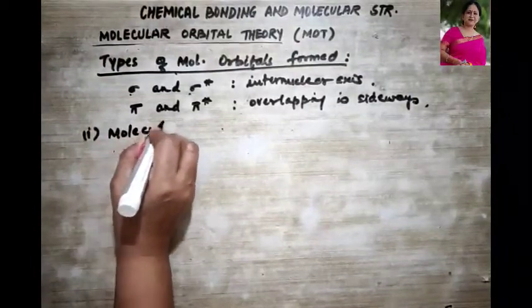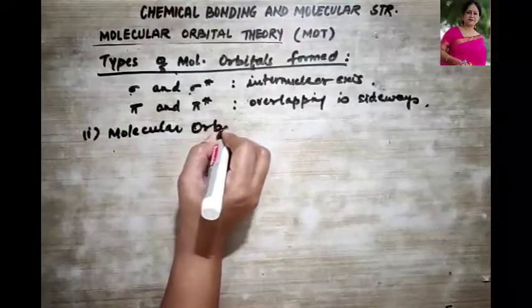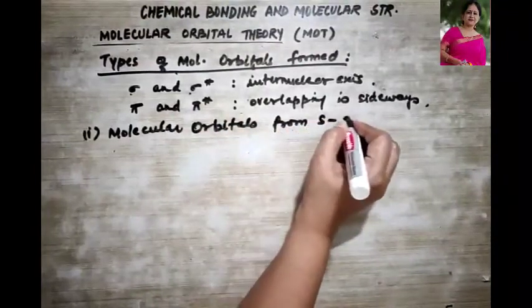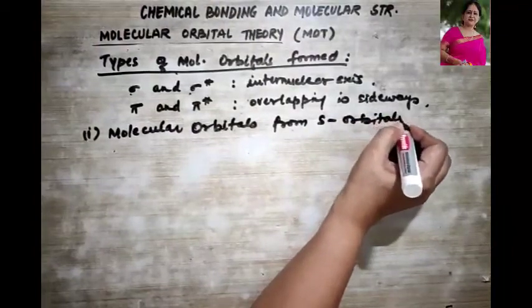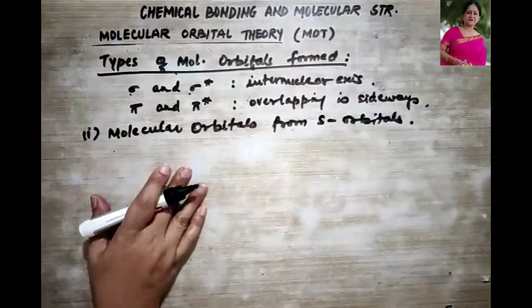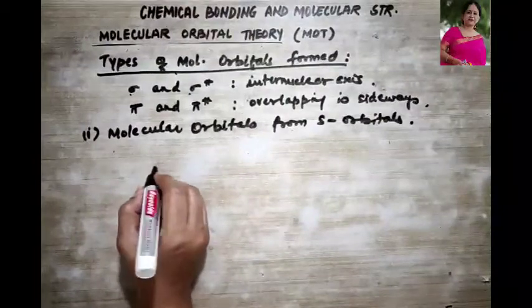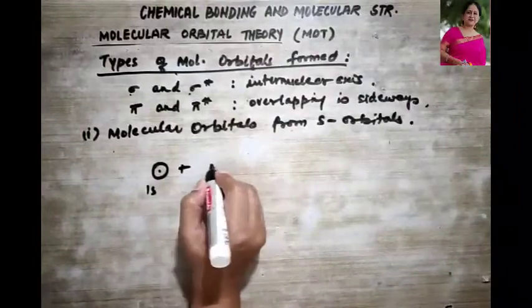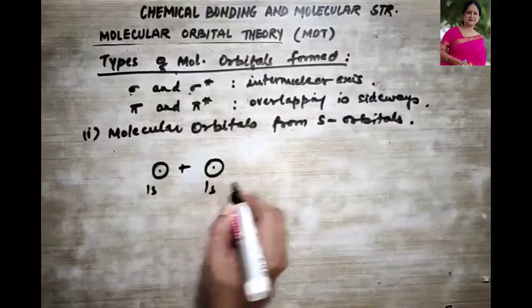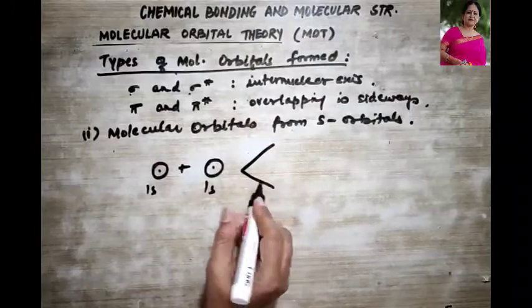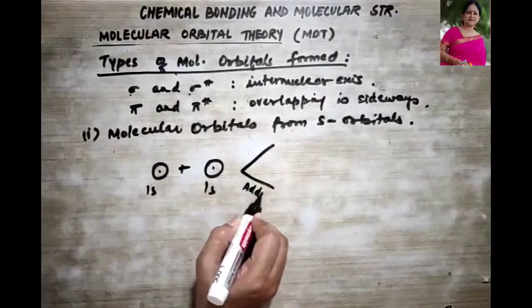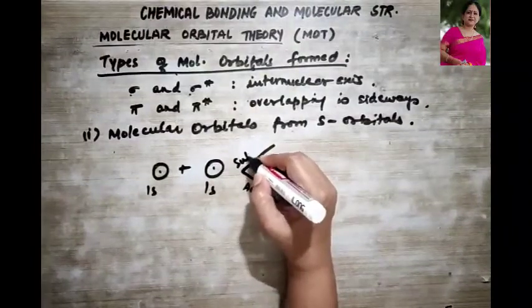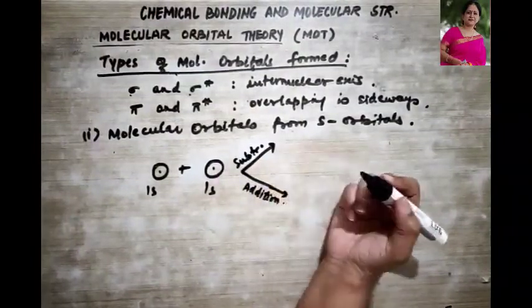The molecular orbitals from s orbitals. Okay, so over here this is 1s plus 1s. Either it is going to show addition to form bonding, isn't it? Or it is going to show subtraction, that is anti-bonding.